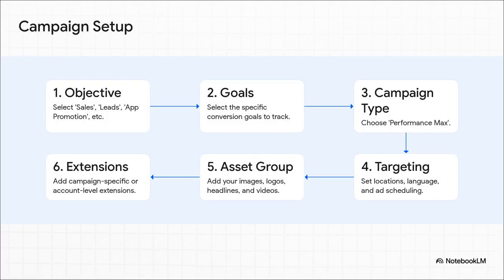Okay, so once you're in, the setup process is going to feel pretty familiar. You'll start by defining your big picture objective and then the specific conversion goals that actually matter to your business. After you select Performance Max as the campaign type and set your basic targeting, you get to the real heart of it, creating your asset group. This is where you upload all your creative. After that, just add a few extensions and you are ready to launch.